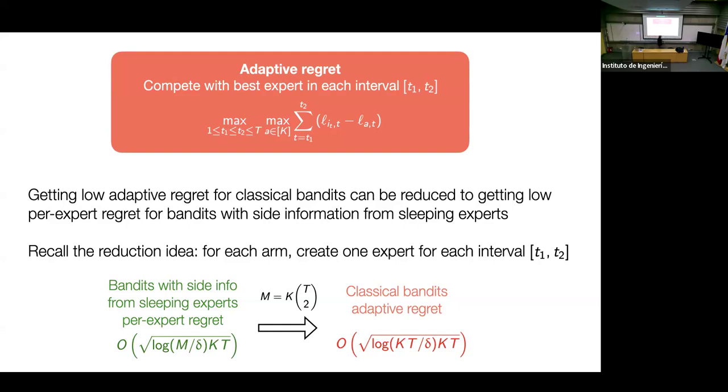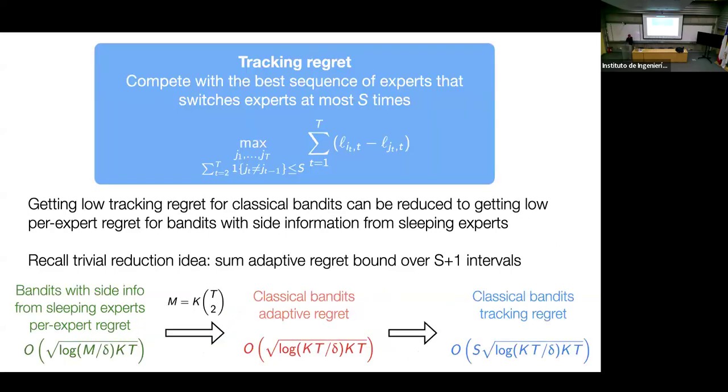And what we end up getting is this. In the classical bandit setting, where arms are always available, if you want an adaptive regret bound that holds with high probability 1 minus delta, we can do that. And the very last thing, this is the last slide: you can do the same thing for tracking regret. It's totally trivial. You just take this and multiply by s plus 1, or s, the number of intervals, and now you have your tracking regret bound.